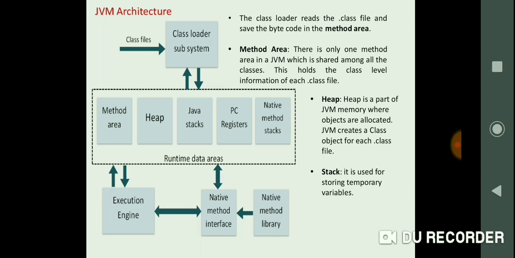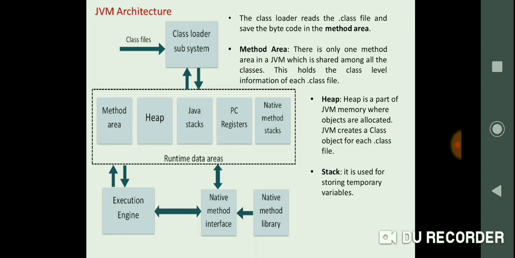In JVM architecture we have the class loader subsystem, in which all the class files will be included, and this class loader reads that .class file and saves it in the form of bytecode in the method area. This method area is one of the parts of the JVM, and which is shared among all the classes. This holds the class level information of each .class file.